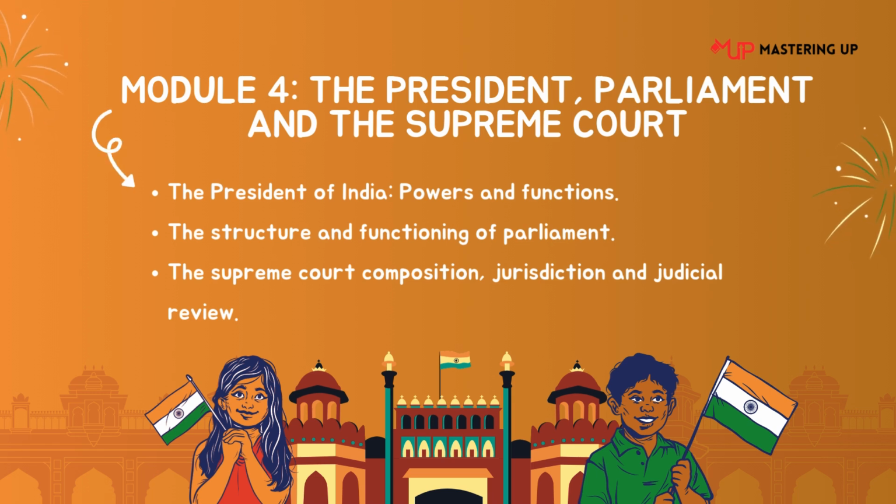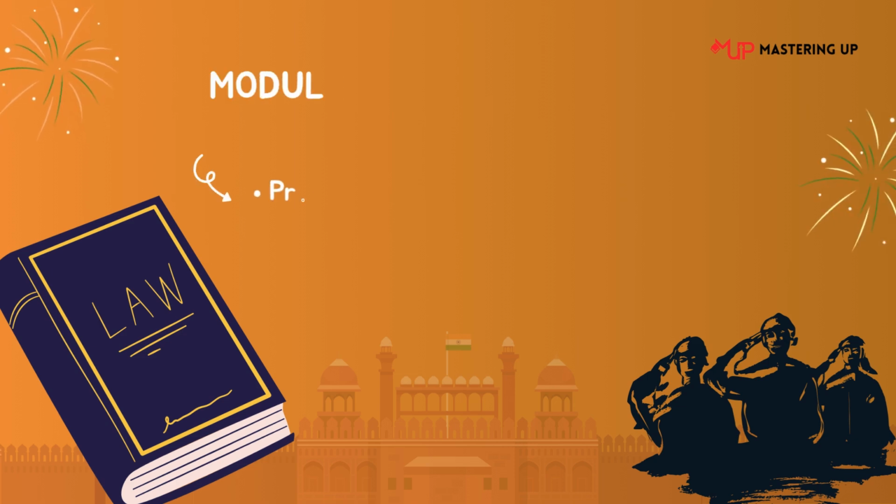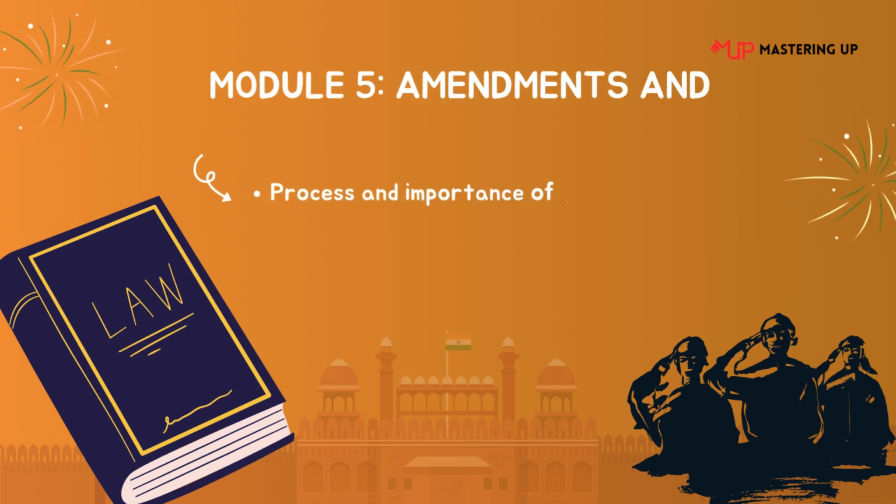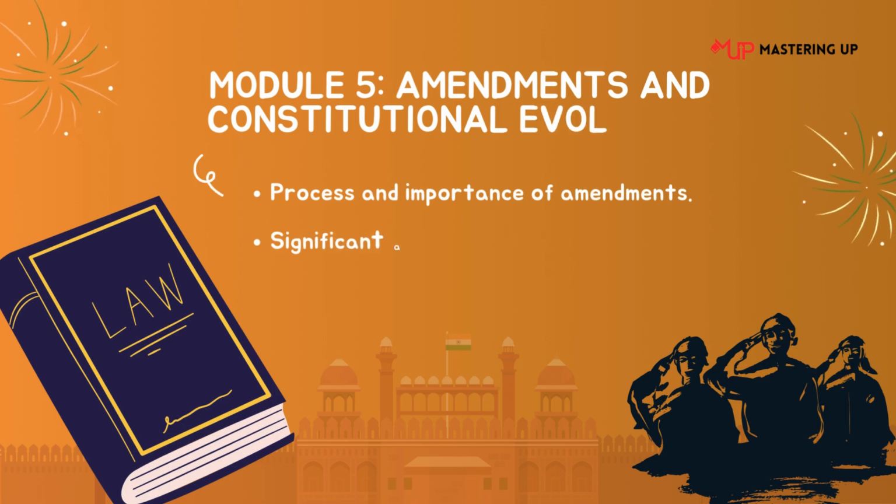We will learn the importance of each institution in this module: the President, Parliament, and the Supreme Court. Basically, President ensures stability and continuity. Parliament is a legislative authority and check on government powers. Supreme Court is basically on judicial independence and upholds rule of law. So next is module 5, amendment and constitutional evolution.